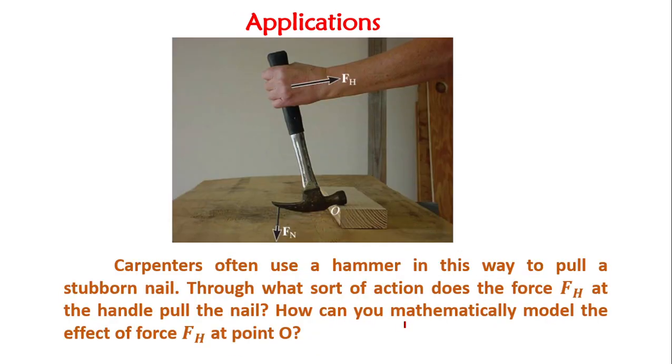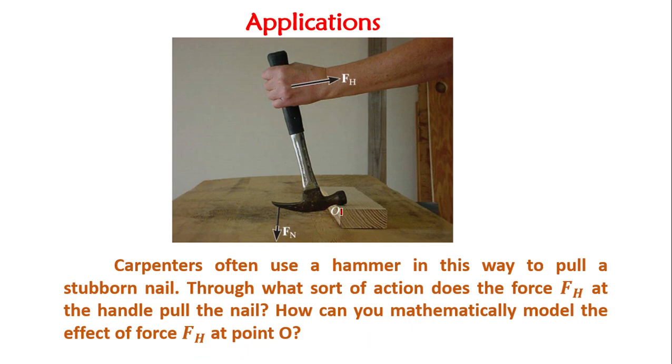Okay. Next. So, we have carpenters often use a hammer in this way. Di ba? Remember, palagi nga yan, lalo pag bubunot ka ng isang pako, di ba? So, to pull a stubborn nail. So, through what sort of action does the force FH on the handle pull the nail? So, how can you mathematically model the effect of the force FH at the point O?